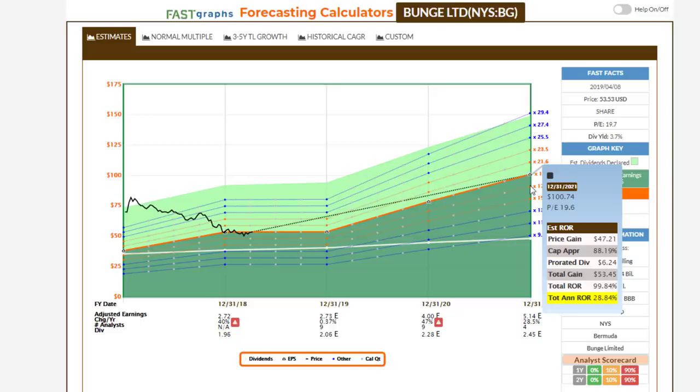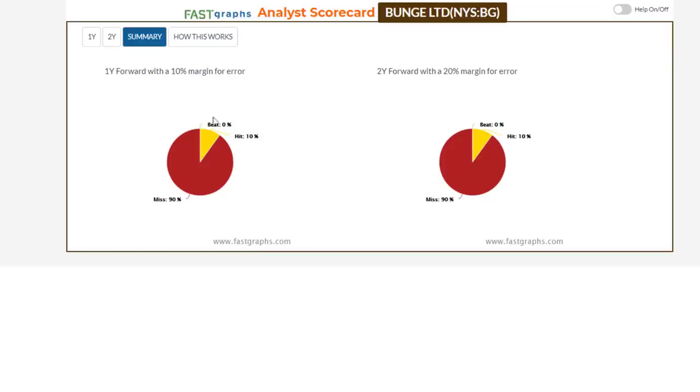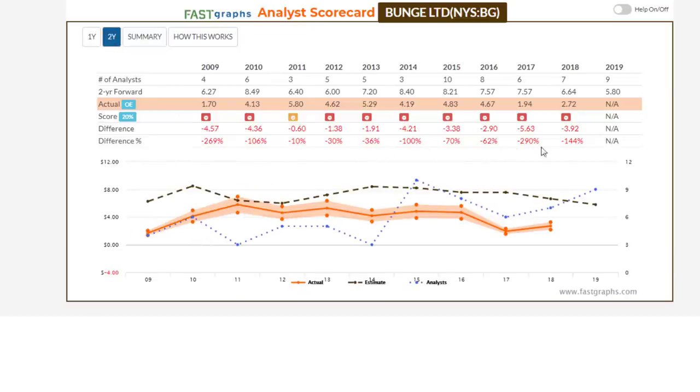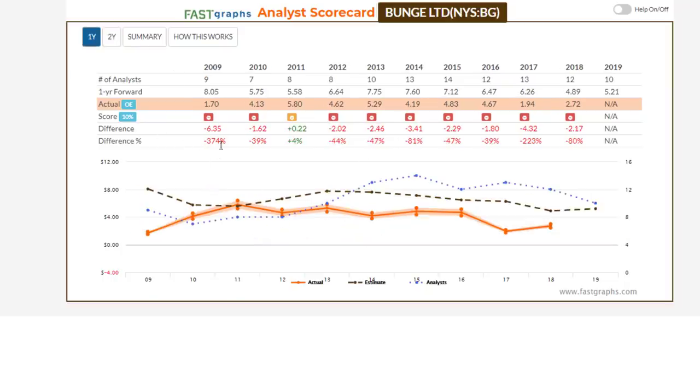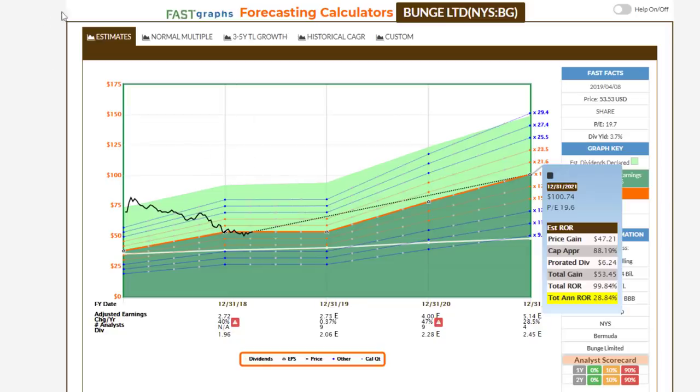Now, here's the problem though. Notice the analyst scorecard. Cyclical companies are very, very difficult to analyze. If you look at the granularity of these forecasts, you're going to see that the company has missed estimates sometimes by absolutely astronomical amounts. On a 1 year forward even, they've missed it by 40%, 200%. So when you're looking at forecasting here, you can't put much credence into forecasting.